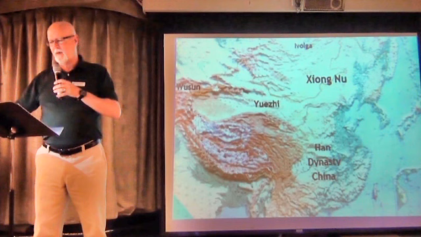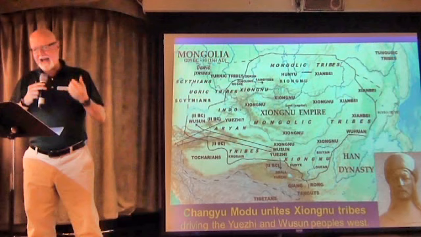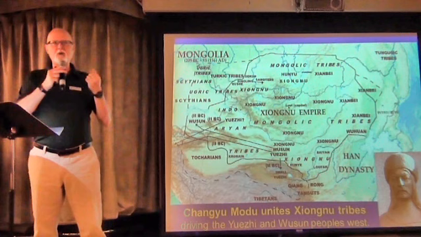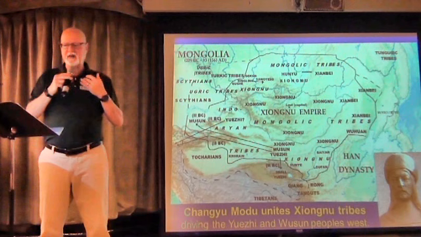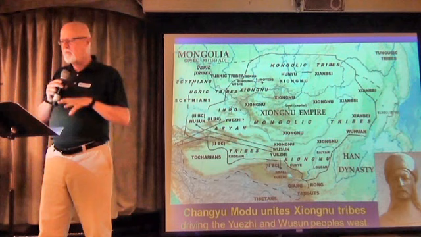And it was that way for many years until the second century, shortly before 176 BC, when a guy came along who was part of the Xiongnu. His name was Cheng Yu Modu, and Modu actually means chief. He was their head. It's like Khan for the Mongols later on. He united all of those tribes of the Xiongnu, and when you put them all together, they outnumbered and were more powerful than their enemies, the Weizi. And so they defeated the Weizi.